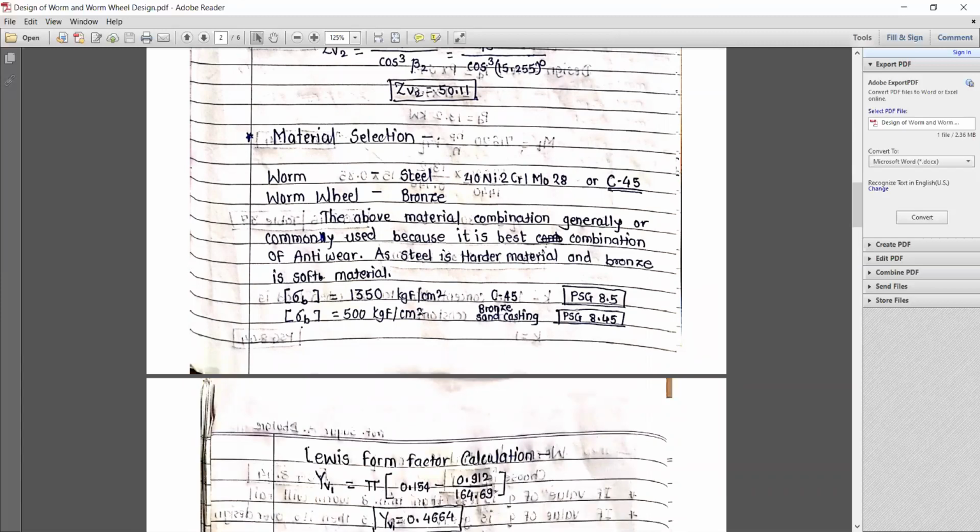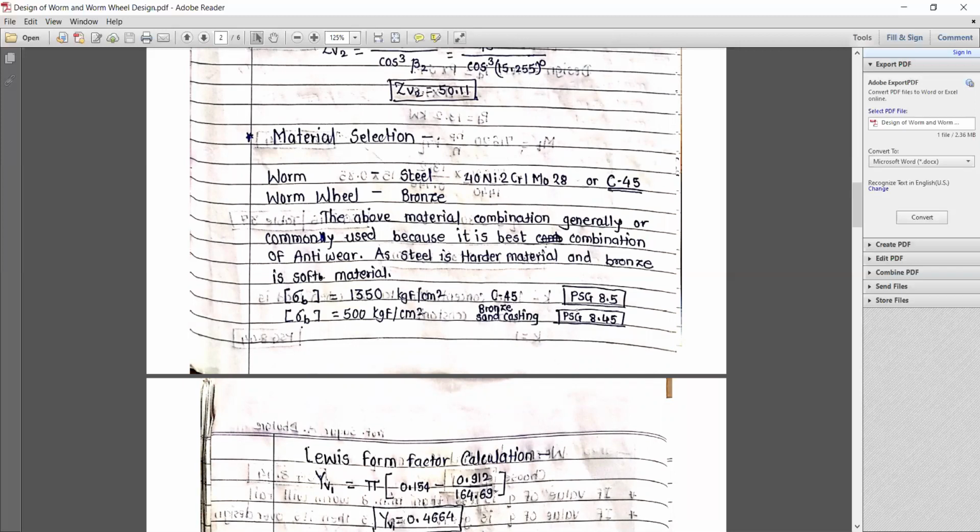Now about the material selection. As we discussed previously also, there is a question of why dissimilar materials are used for worm and worm wheel. In the worm and worm wheel gear pair, the motion is predominantly sliding motion, and hence there is considerable friction. Therefore, the worm wheel is made of material having anti-scoring and anti-frictional properties. That's why we are selecting a material like cast iron or bronze.